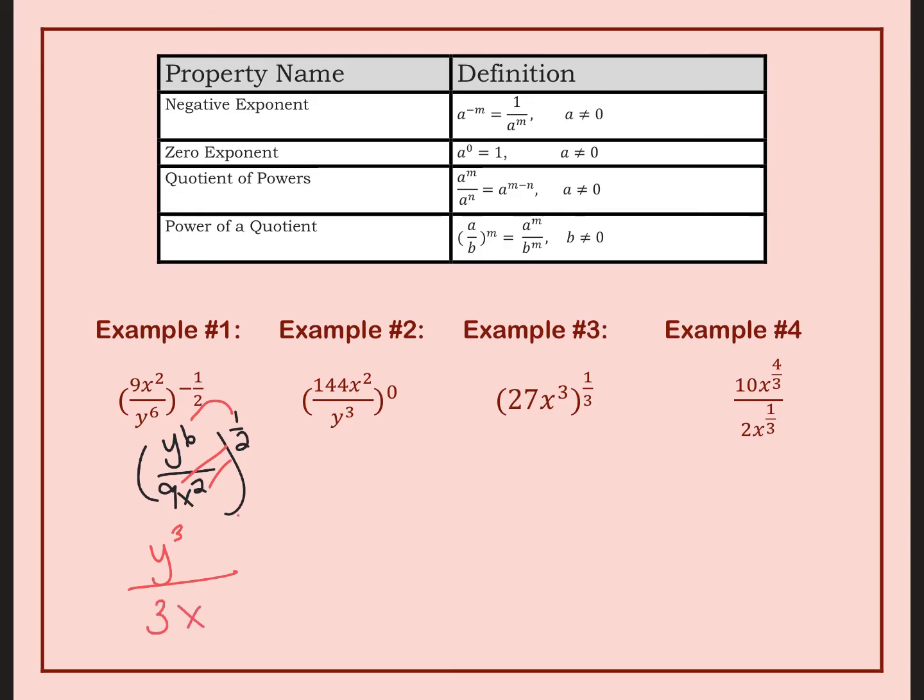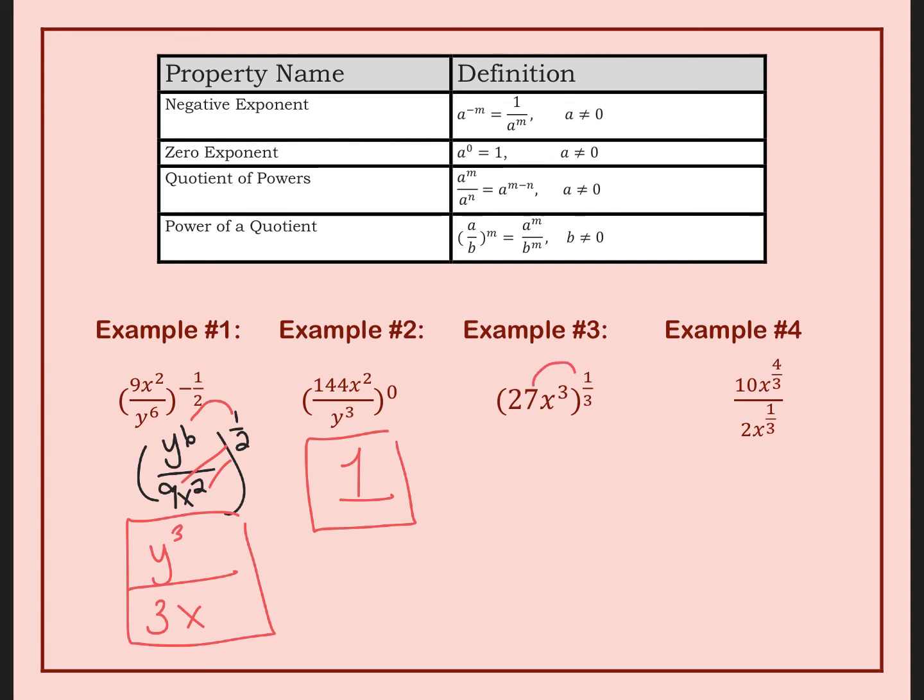And then x, 2 times 1/2 is going to be x to the first power. Okay? Example number 2 should be our favorite one. Anything to the 0 power. I don't have to show any work. Anything to the 0 power is 1.